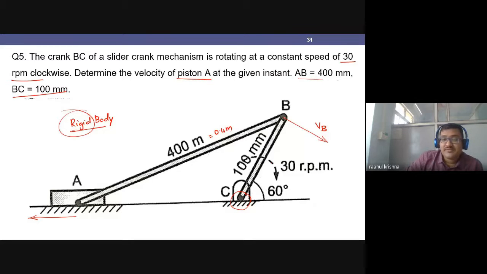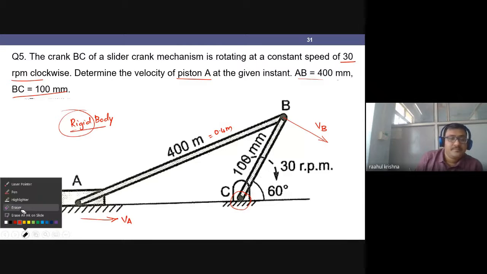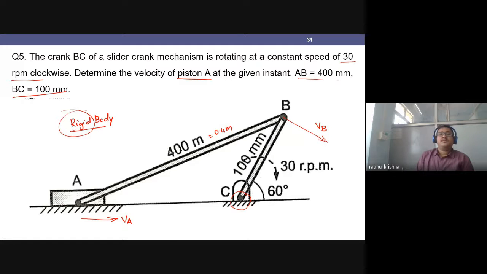Since the end B of the link is moving towards right, automatically the link end A will also be moving towards right only, right? So the direction of VA will be towards right. Now I have to make the perpendicular. I have to locate the ICR. For VA it is simple, I just have to drop a perpendicular, which I can draw upward or downward.